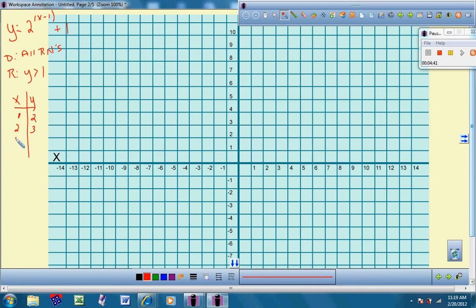And let's do one more. When x is 3, we're basically saying 2 to the 3 minus 1, which is 2 squared. 2 squared is 4. 4 plus 1 is 5. So go ahead and graph your points: (1, 2), (2, 3), and (3, 5).